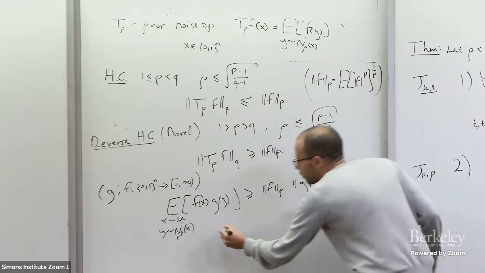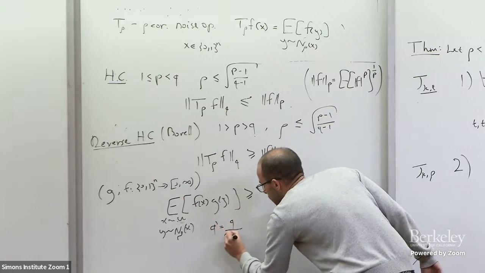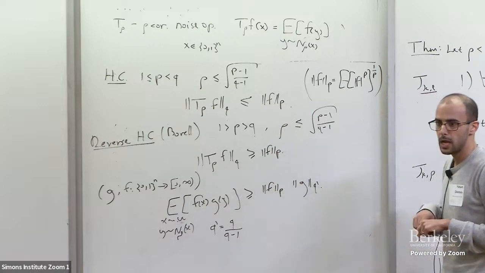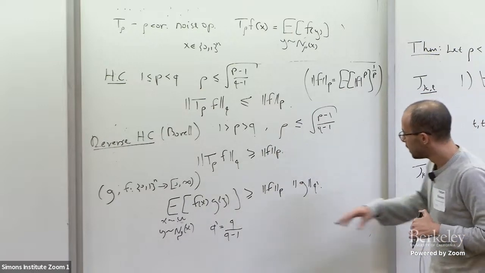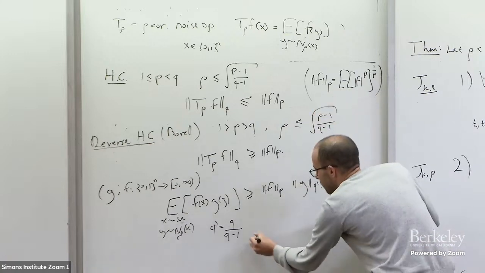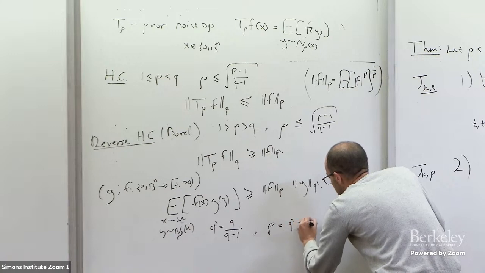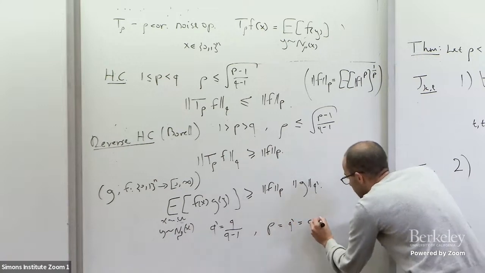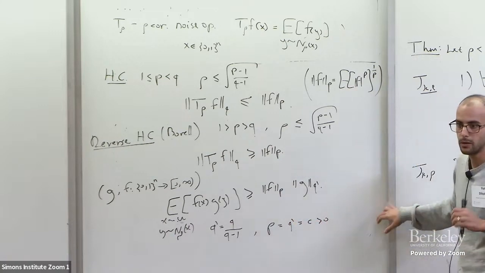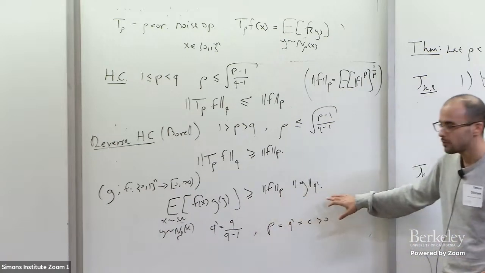So here q prime, formally, it's q over q minus 1. And I really encourage you to think about this theorem in the parameter regime where p and q prime are some positive constant, of course, less than 1. Okay, so why do I like this two-function version?